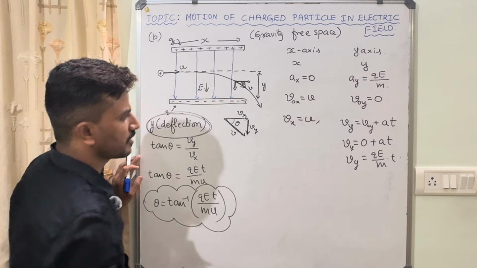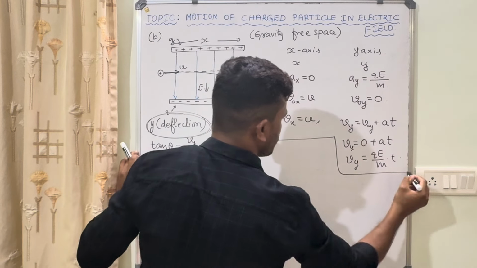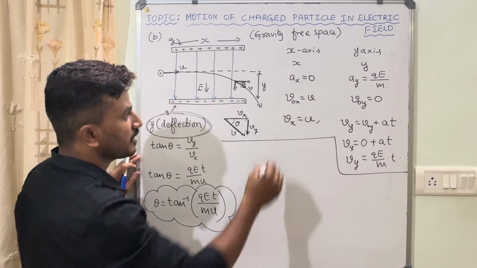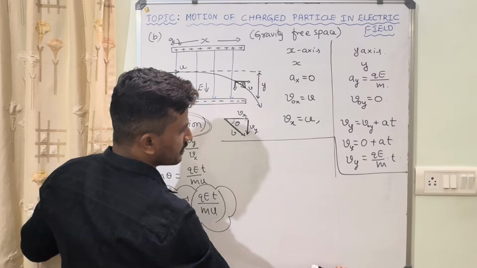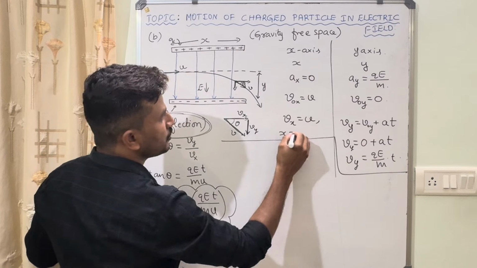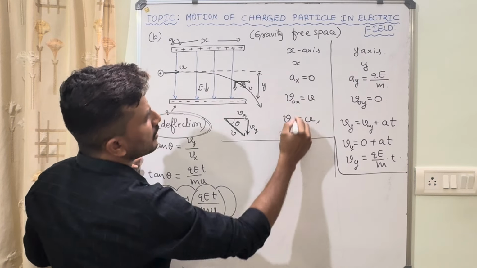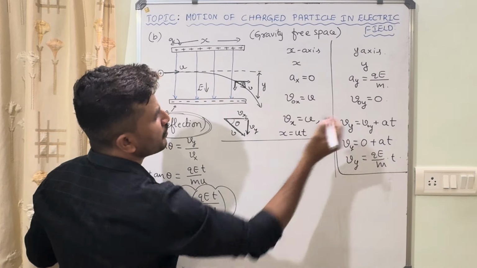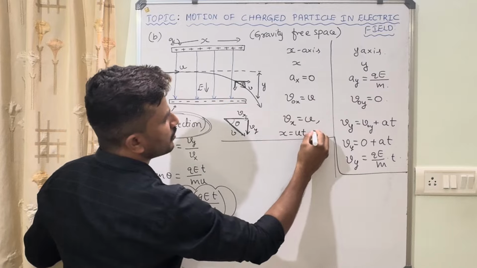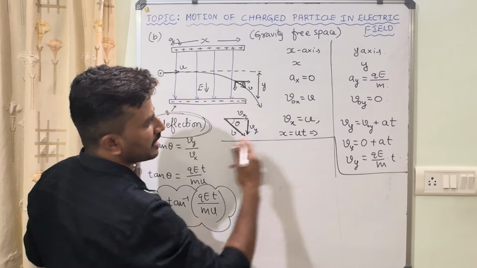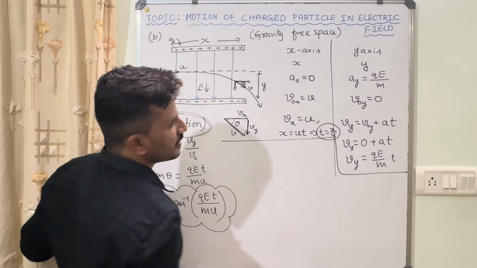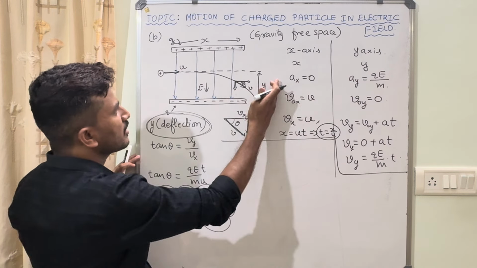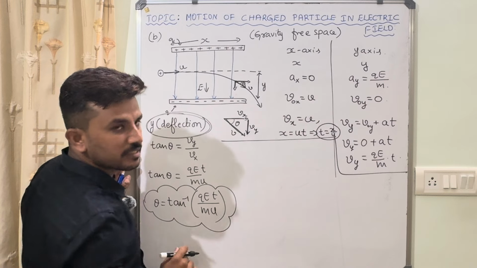Sir, what about the deflection y value, sir? One more equation is there, that is the equation of motion. Along the x-axis, you can take x is equal to ut plus half at square, but half at square is not there because acceleration along the x-axis is 0. So t is given by x by u. The time taken to reach from here to here is the same.